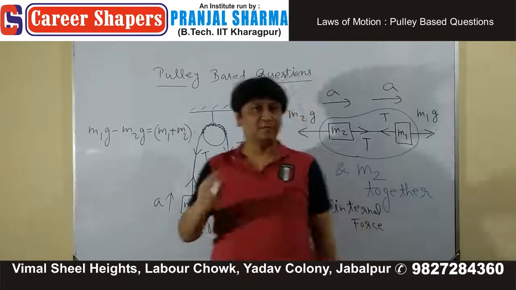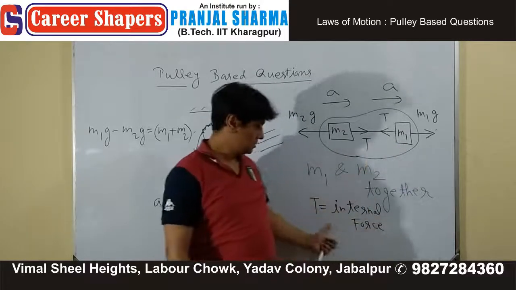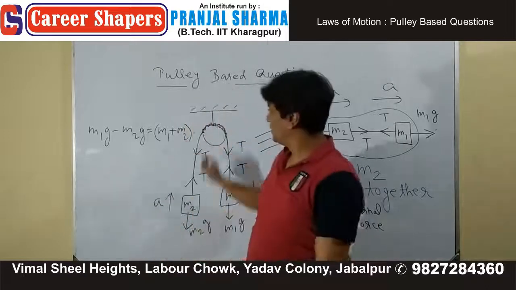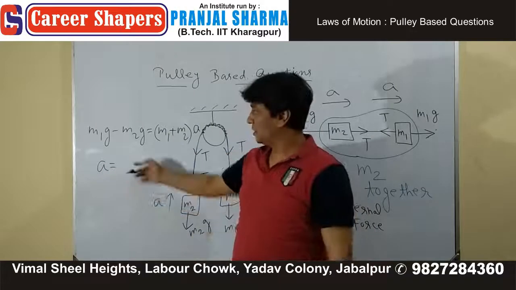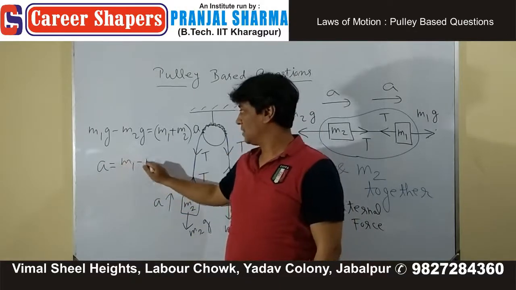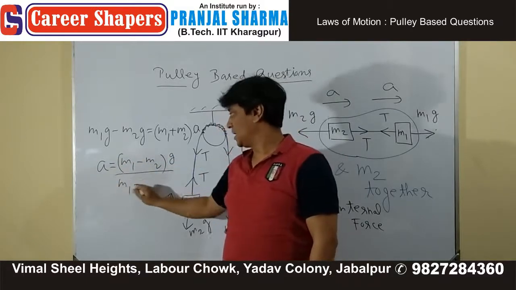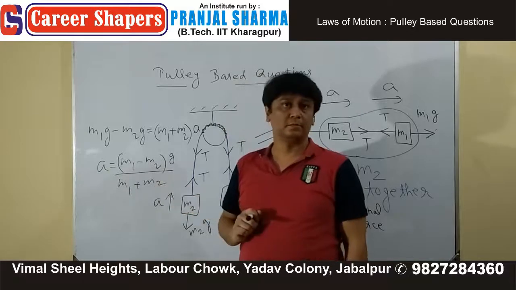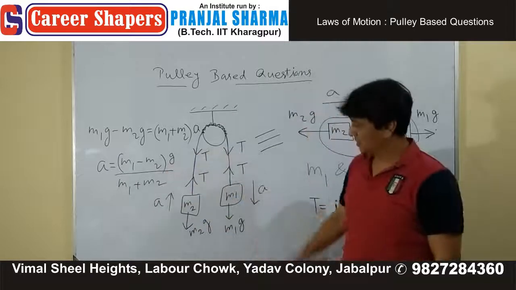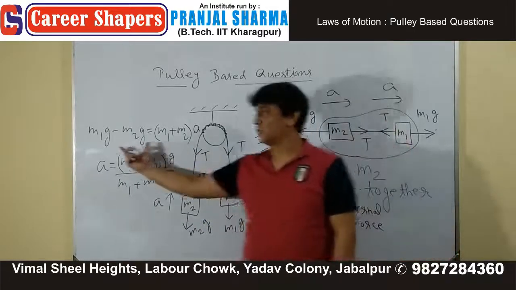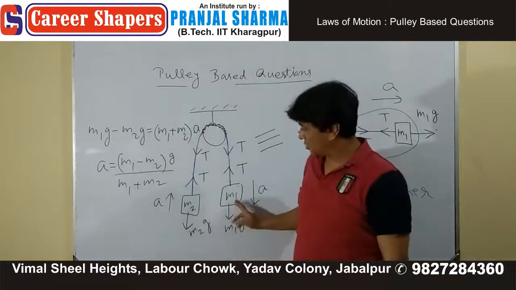Why did we take M1 and M2 both? ये लिखा है दोनों को एक साथ. T क्यों नहीं लिया? Internal है, किसी काम का नहीं. Multiplied by A, and in just one line, you get your A as (M1 minus M2) g divided by (M1 plus M2). इतना इजी है A फाइंड करना, इस A को याद रखना. What is A? This minus this, net force. और ये net force किसे खींच रहा है? इस पूरे मास को, M1 and M2.